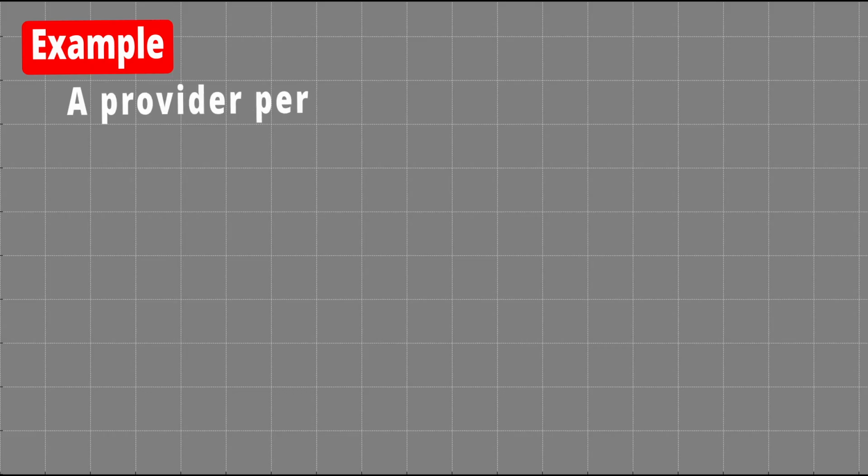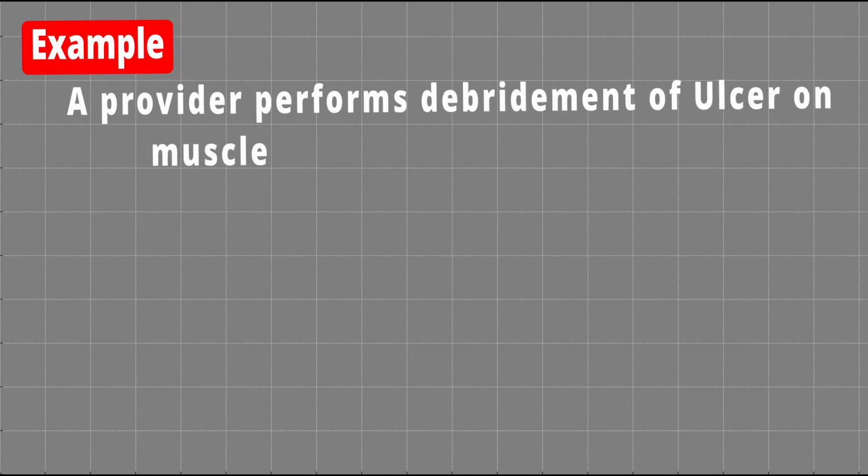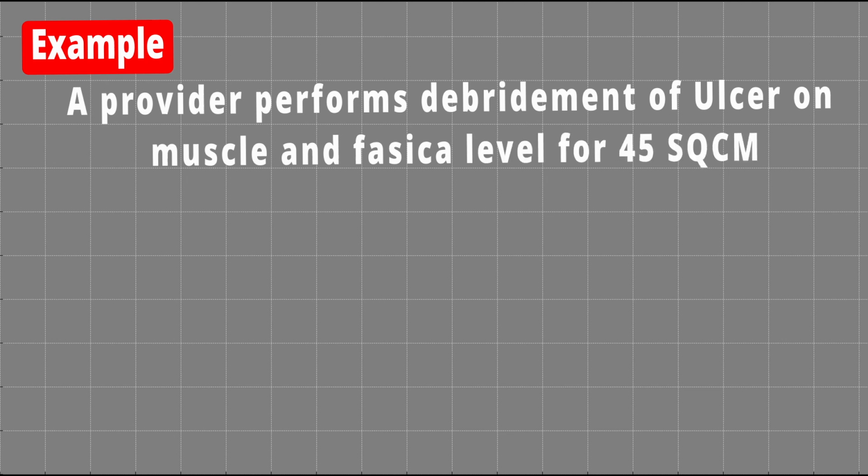A provider performs debridement of ulcer on muscle and fascia level for 45 square centimeter. In this scenario, we have to check two things: the level of the layer. Here it shows muscle and fascia. The second thing is square centimeter. It's 45 square centimeter. Let's code this chart.